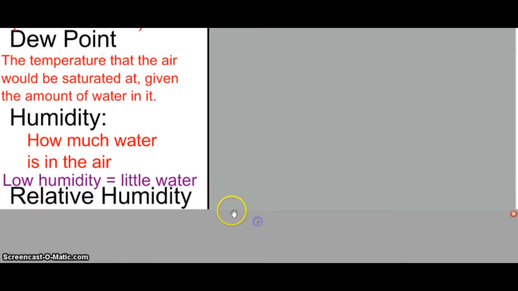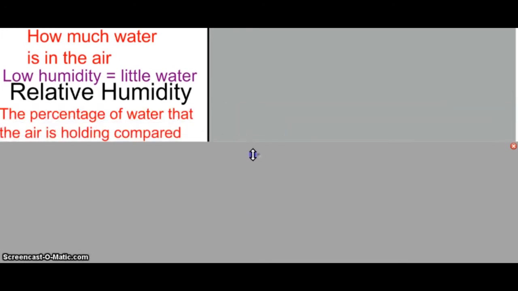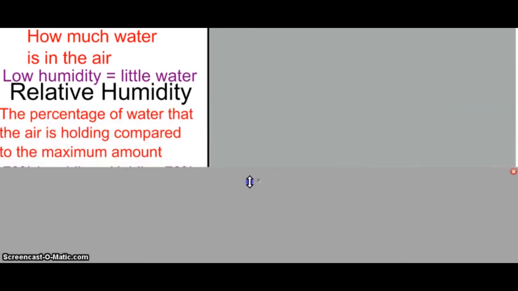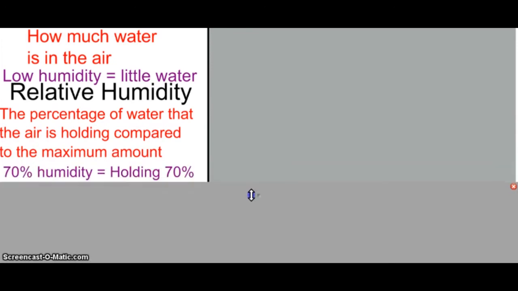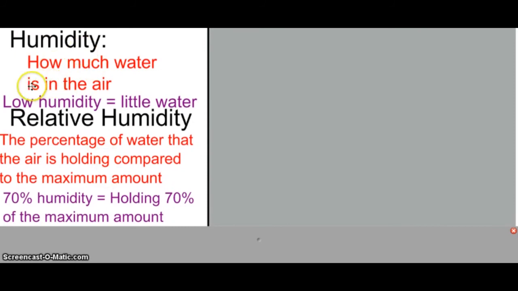Our last point is relative humidity. Relative humidity is simply the percentage of water that it's holding compared to the maximum amount. So if there is 70% humidity, it's holding 70% of the maximum amount of water that air can possibly hold. Relative humidity is an actual measure, whereas humidity is the term just for it's humid, it's not humid outside.